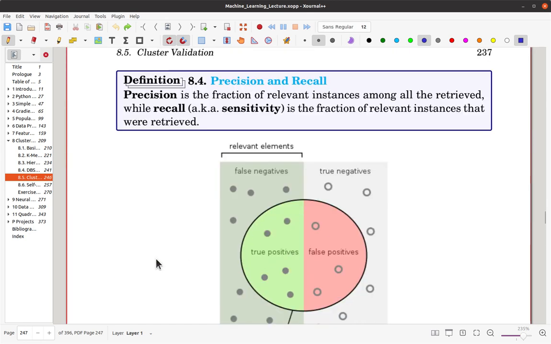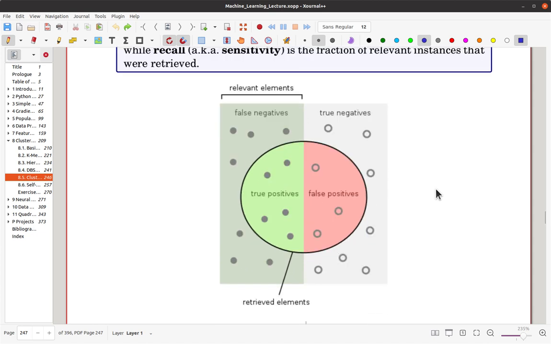Okay, here we'll define precision and recall. Precision is the fraction of relevant instances among all the retrieved, while recall is the fraction of relevant instances that were retrieved. If we read this definition, it's not really clear. So here we'll see an illustration. I copied this picture from Wikipedia.